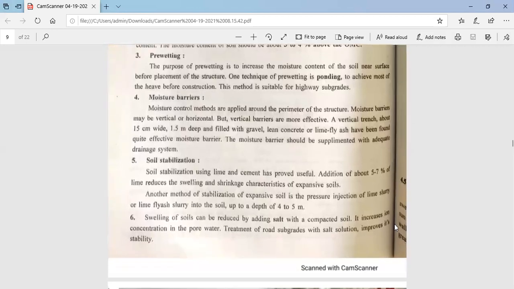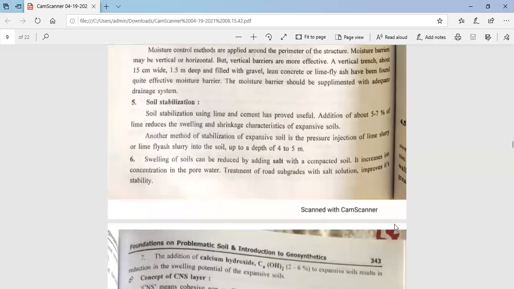The fourth one is the moisture barriers. Moisture control methods are applied around the perimeter of the structure, and these barriers may be vertical or horizontal, but the vertical barriers are more effective. A vertical trench about 15 centimeters wide and 1.5 meters deep, filled with gravel, lean concrete or lime fly ash, has been found to be a quite effective moisture barrier. The effective barrier should be supplemented with an adequate drainage system.